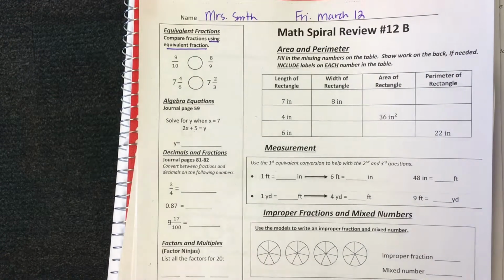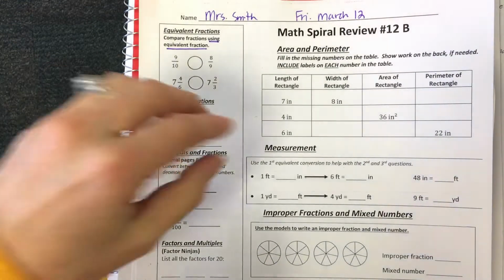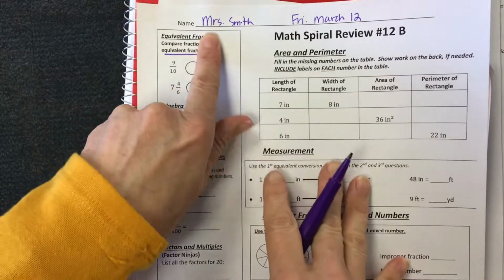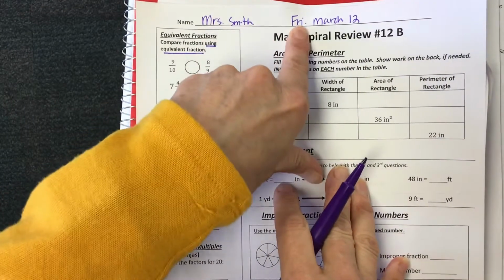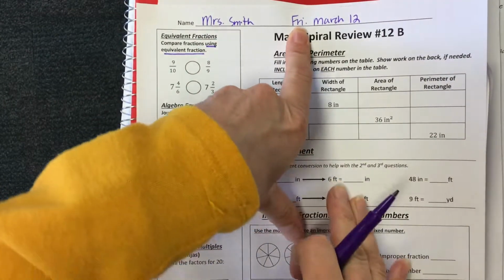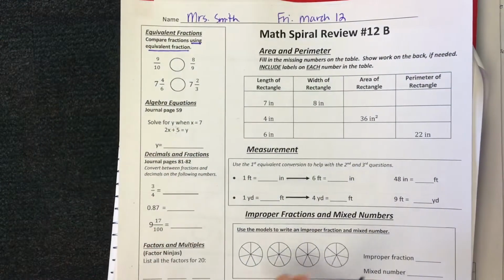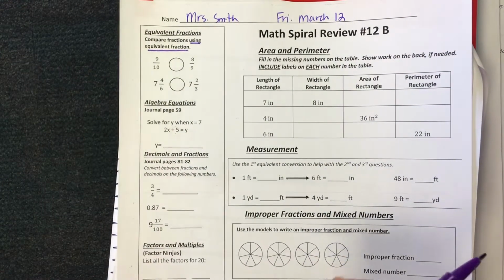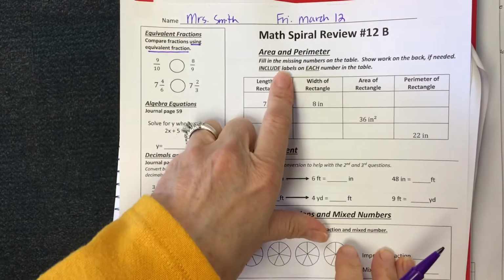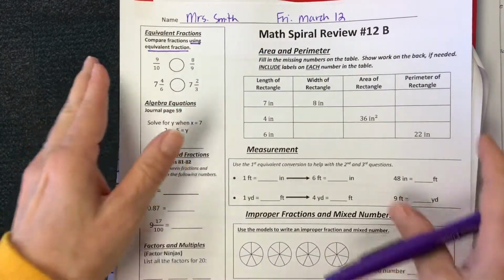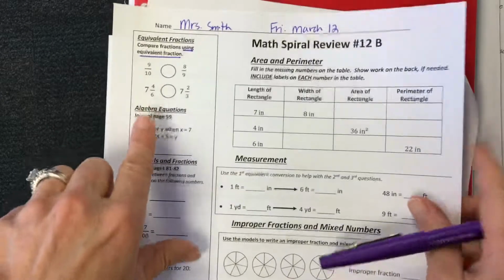Good afternoon. I am going to go over Spiral Review 12B. Please make sure that you have your name on it and that you know that it is due on Friday, March 12th. You can turn your Spiral Review in tomorrow, Wednesday, or Thursday to get a free pre-check from me or Mrs. Amsball so that you can correct it before Friday.